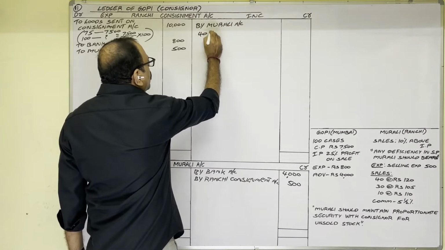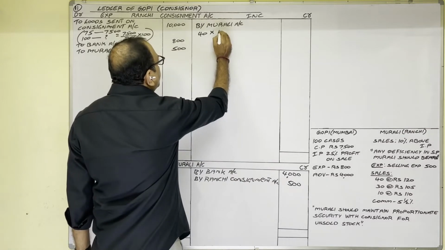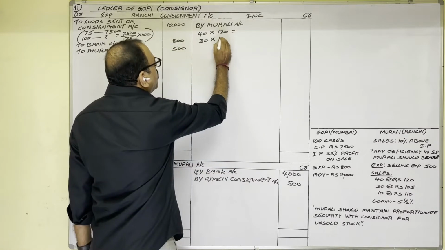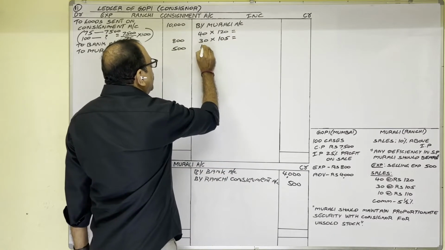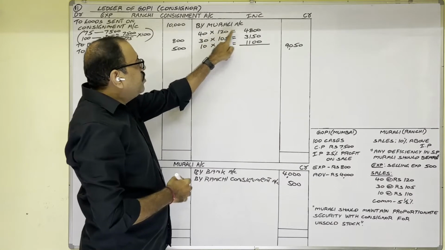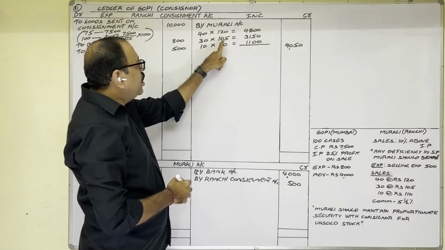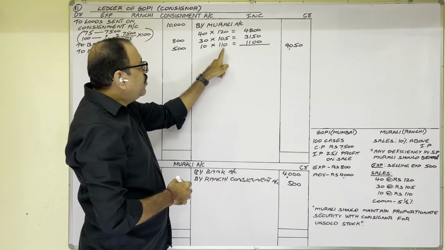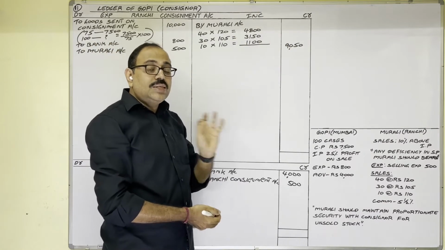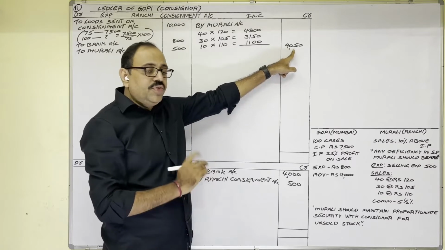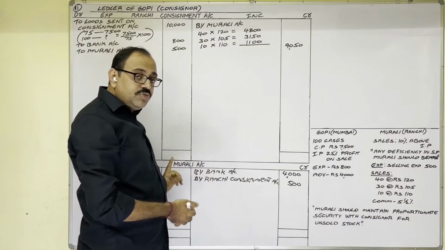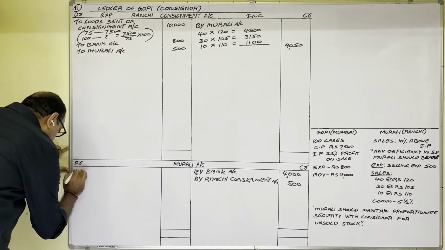40 cases are sold at the rate of 120 rupees each. 30 cases are sold at the rate of 105 rupees each. 10 cases are sold at the rate of 110 rupees each. 40 into 120, 4,800. 30 into 105, 3,150. 10 into 110, 1,100. The 3 amounts total in the outer column is 9,050. Total sales amount is 9,050. Entry is Murali account debit to Ranchi consignment account. In Murali account debit side we should post to Ranchi consignment account.